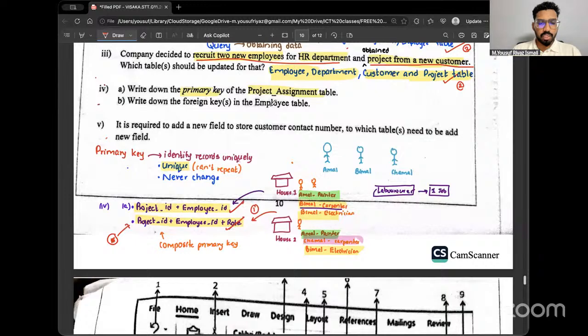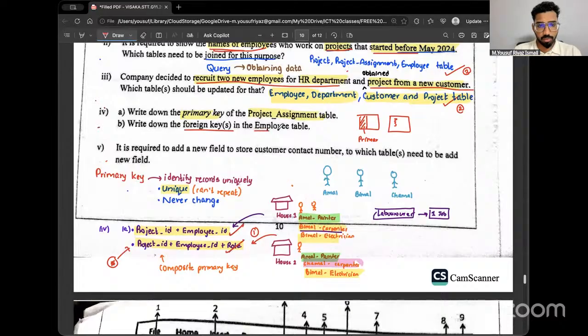Write down the foreign keys in the employee table. Okay. So basically, a foreign key is another table's primary key. If I have two tables, and let's say in one table we have a field taken as a primary key, let's say this field is called the primary key field. If the same field is mentioned in another table, then we call it a foreign key. I'll explain using the given data values.